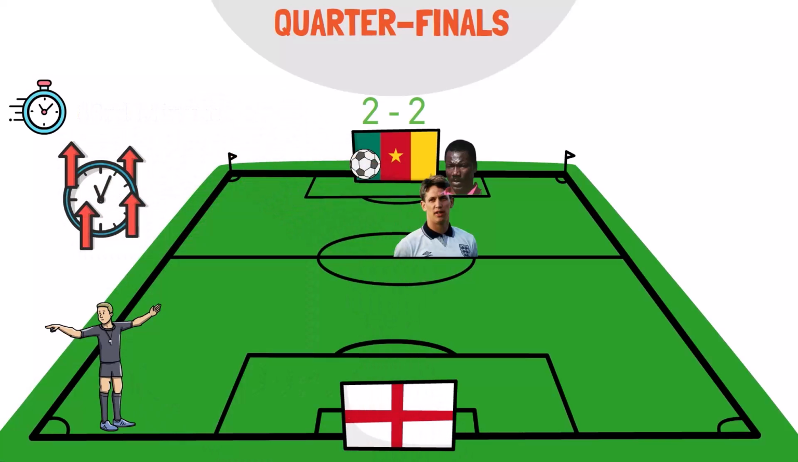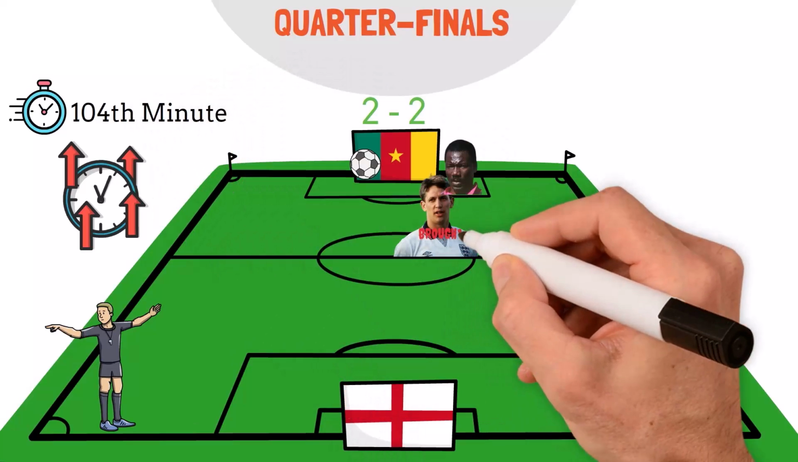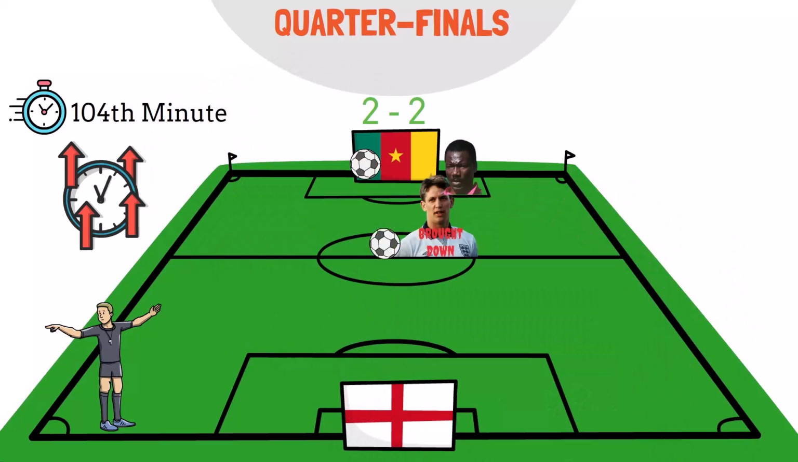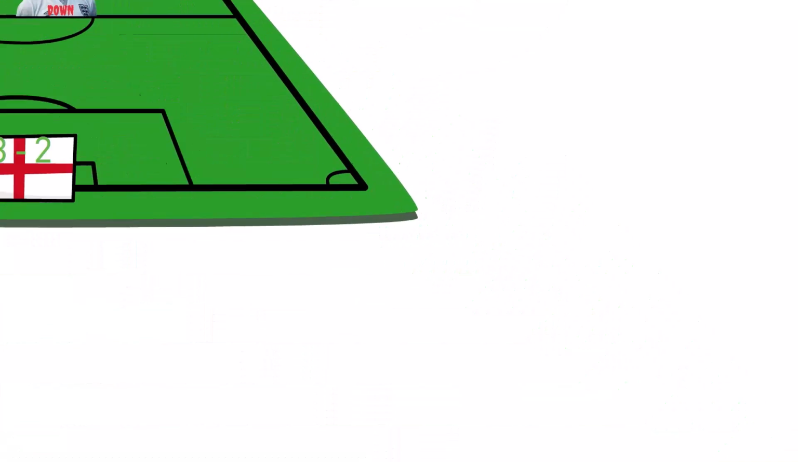Cameroon played well but could not convert their chances. In the 104th minute, Lineker was brought down by the keeper as he went through on goal. This time Lineker fired down the middle. England held on for a 3-2 win.